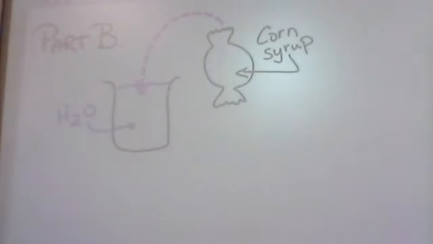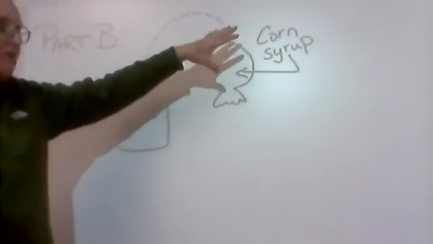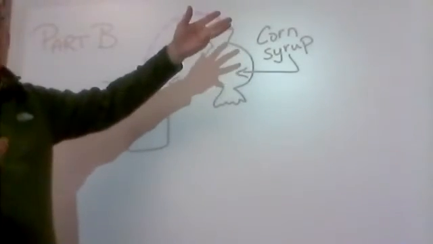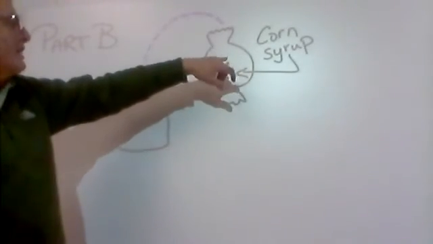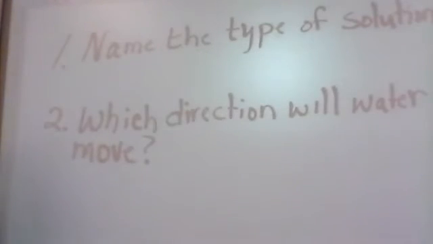Okay, part B. Part B, they took corn syrup and put it inside the cell. We'll call it a cell. You want to call it a sausage, you can call it a sausage, but inside the cell, they put corn syrup, and then they had pure water on the outside. All right, so keep that in mind, what they did. You have that on your paper. Turn to the next one.